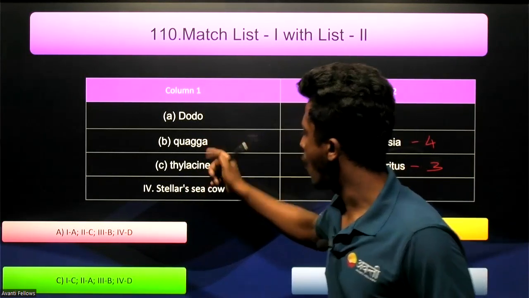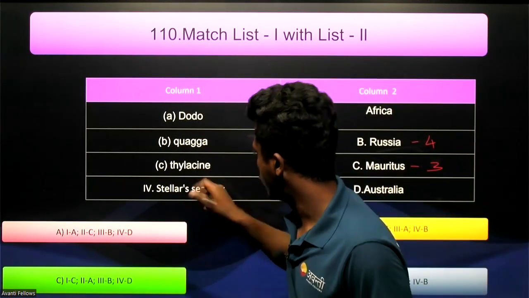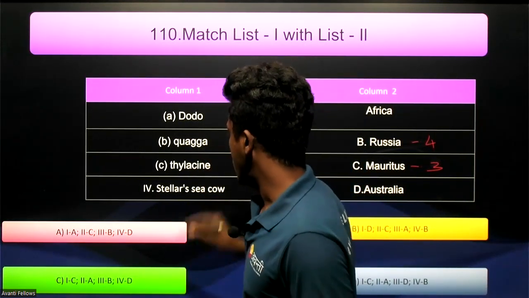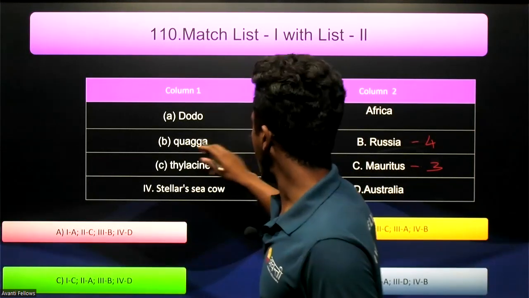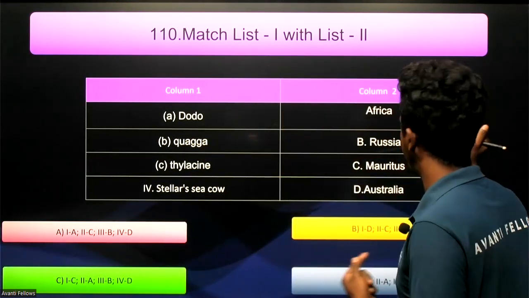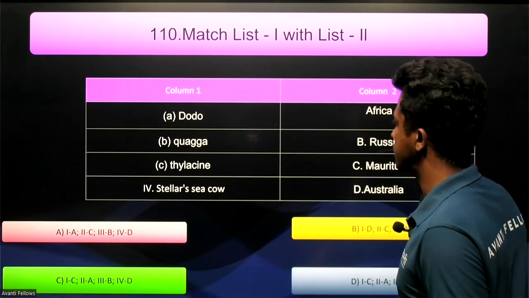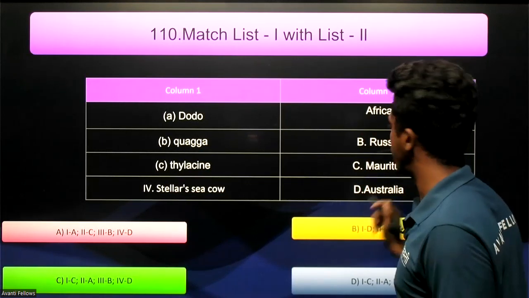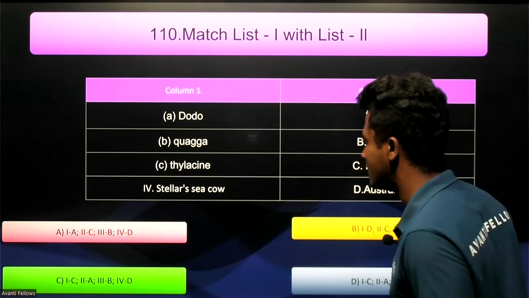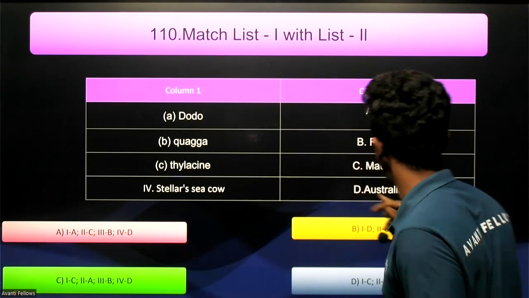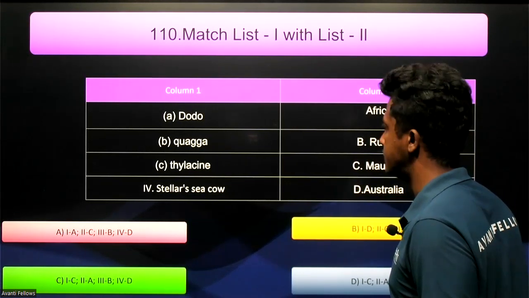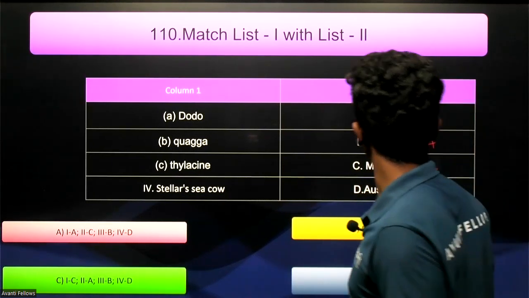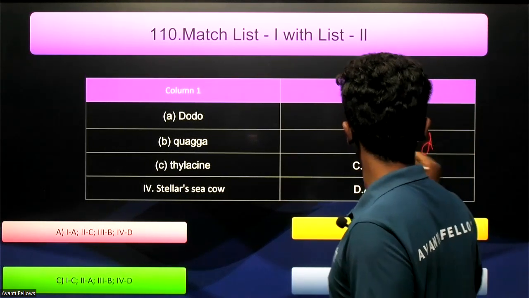And then when we look at quagga and thylacine, quagga actually belongs to Africa. Okay. So I'll write it here for quagga, Africa. And then thylacine belongs to Australia. So I'll write it as C. So thylacine belongs to Australia. So this goes C. Okay. So dodo is Mauritius. I'll write it here A. Okay. And then this is D. And this is B.